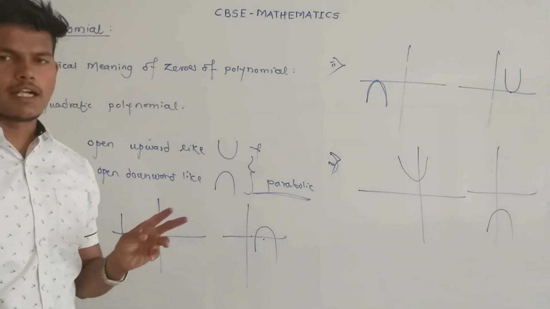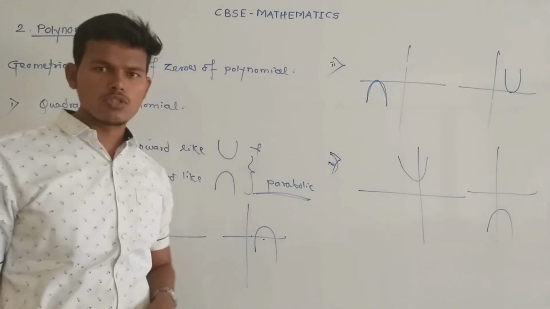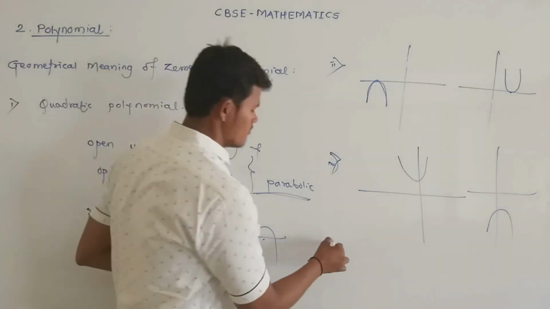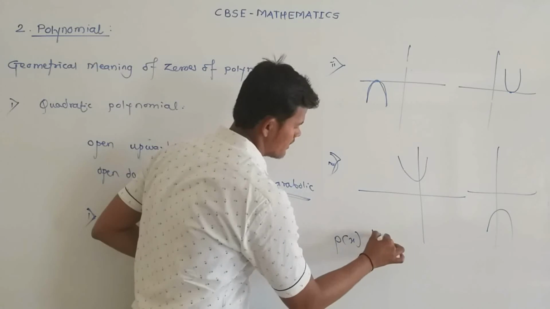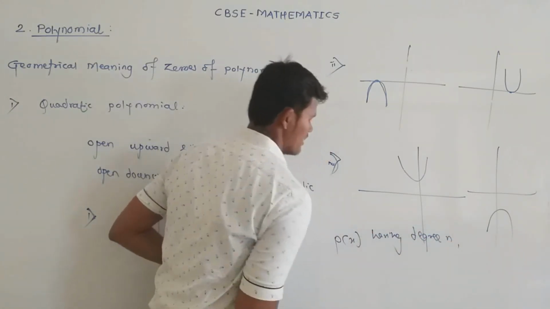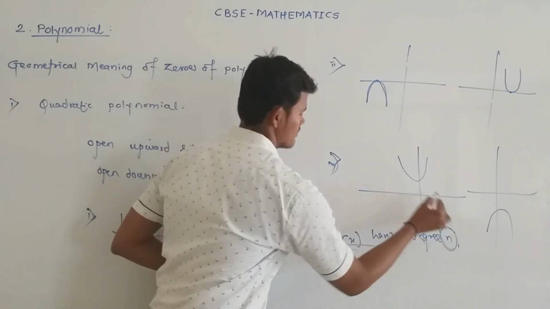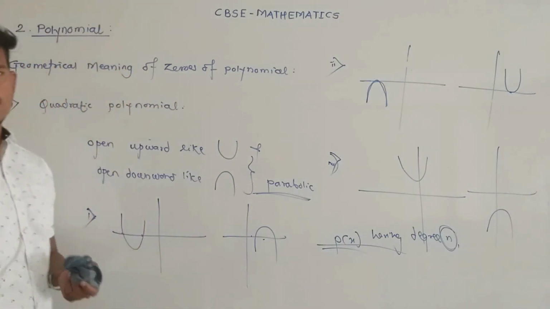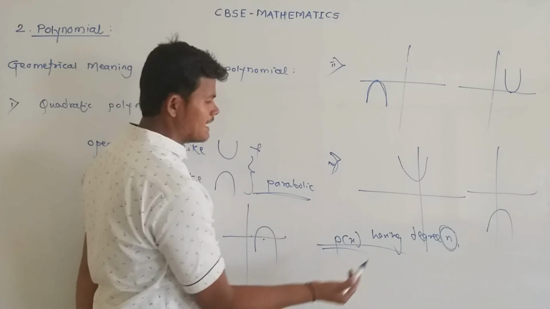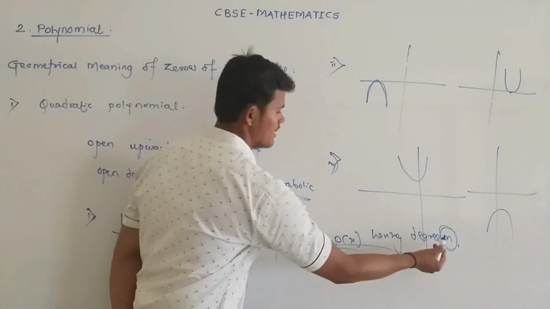For a linear polynomial at most one zero is there. For a quadratic polynomial at most two zeros are there. That means this is a fact for all polynomials: for a polynomial p of x having degree n, the zeros are at most n, that is the degree of the polynomial itself. At most n zeros are there for the polynomial p of x having degree n.